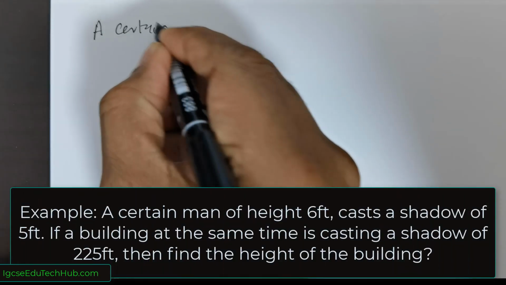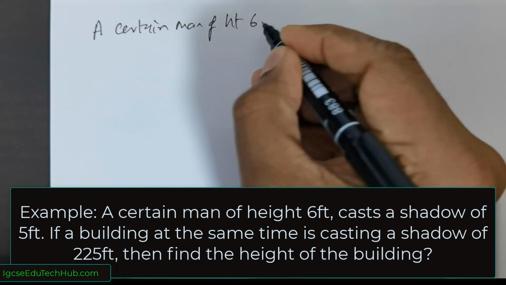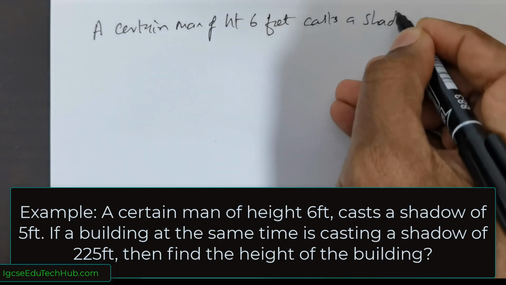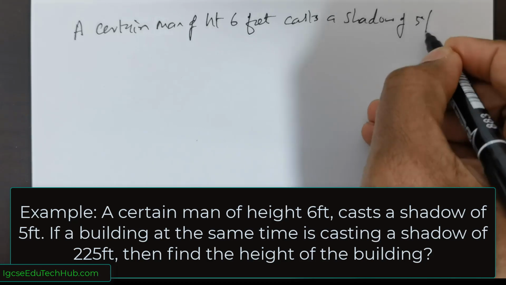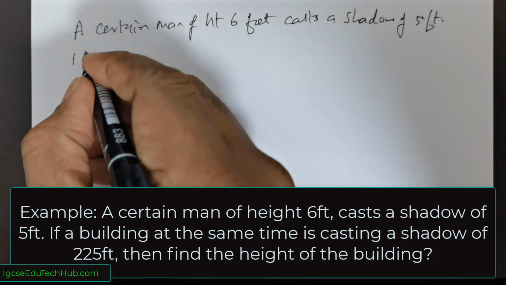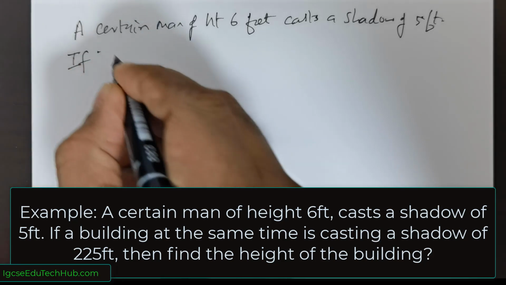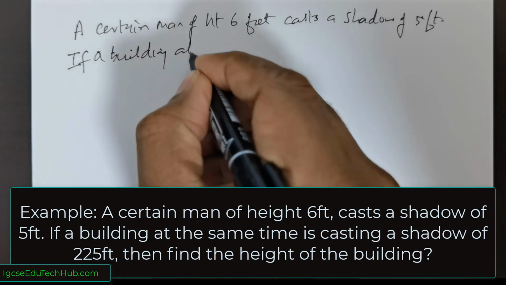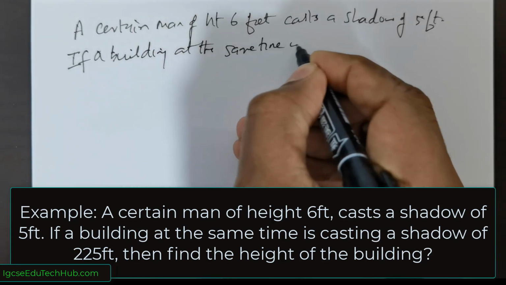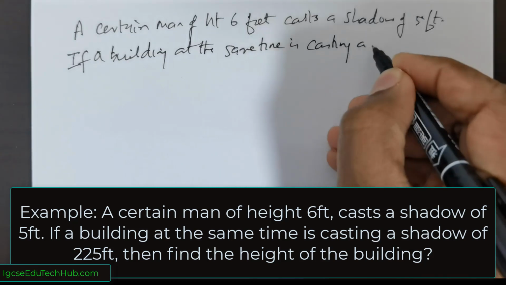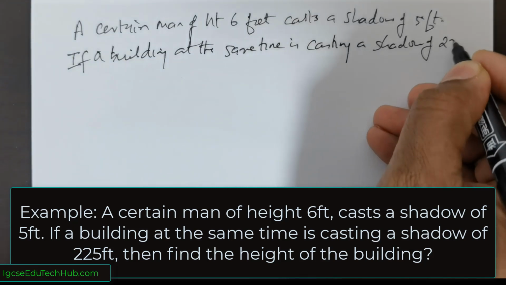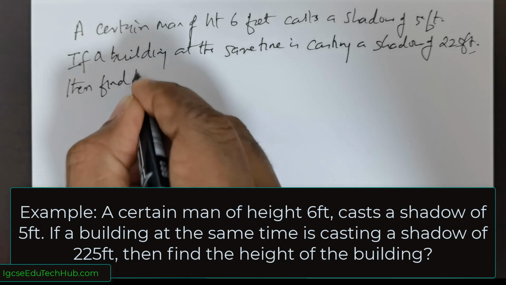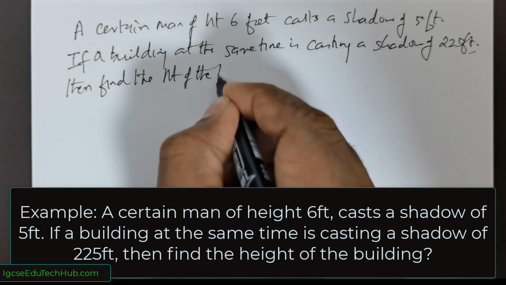A certain man of height 6 feet casts a shadow of 5 feet, and if a building at the same time is casting a shadow of 225 feet, then find the height of the building.